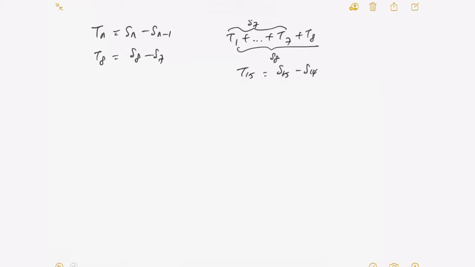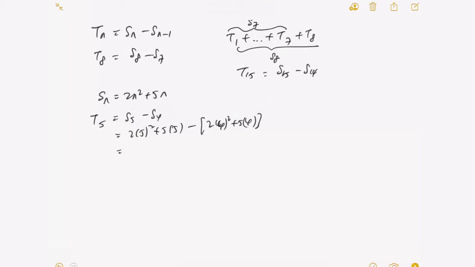Okay. So assuming you're given, for example, the Sn formula. My Sn is, let's say, 2n squared plus 5n. Just an example. So if you want to find, let's say, T5, we'll just take S5 minus S4. In this case, it's 2 times 5 squared plus 5 times 5, substitute inside, minus 2 times 4 squared plus 5 times 4. Okay, this is 25 times 2 is 50, plus 25, 75. 4 squared is 16 times 2, 32. 32 plus 20, 52. So you get 23.